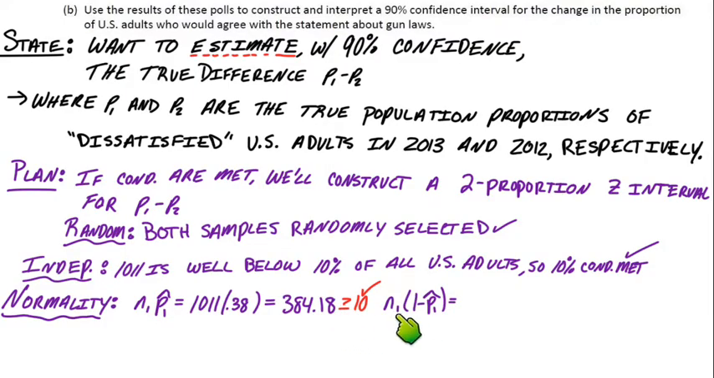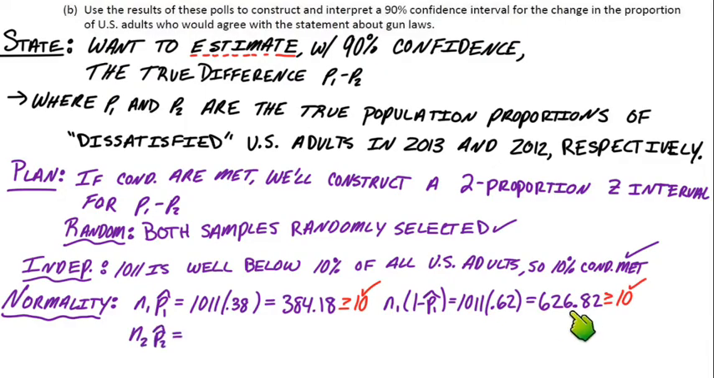And then we do N1 times 1 minus P hat 1. Do we have at least 10 failures? Yeah, we definitely do, right? Sample size is 1,011. If you do 1 minus 0.38, now you get 0.62. So 626.82 is bigger than 10, check mark.